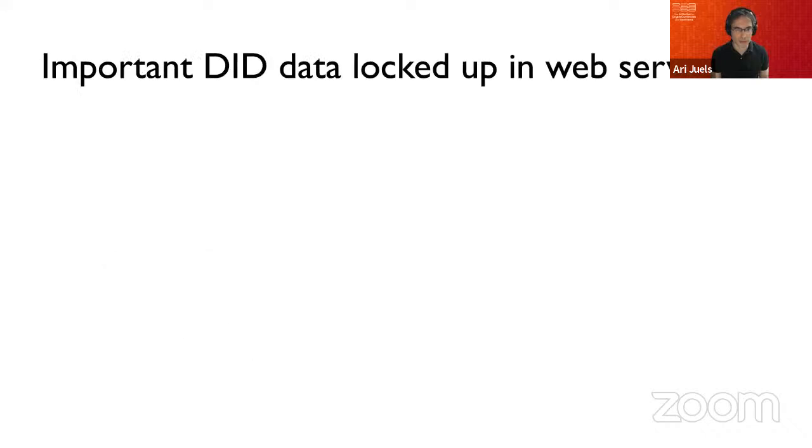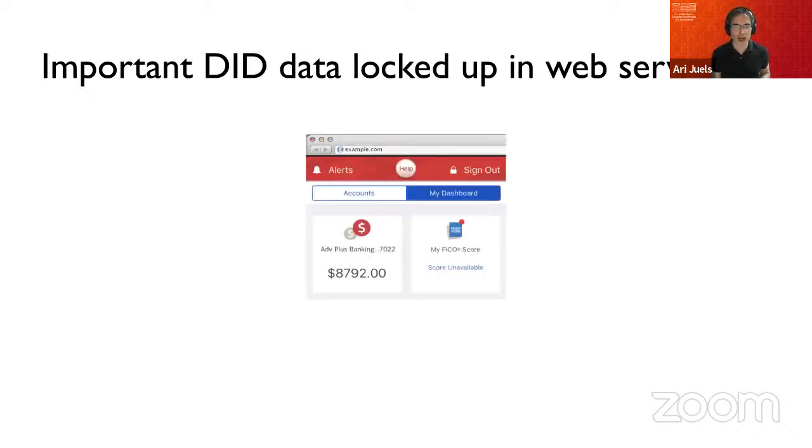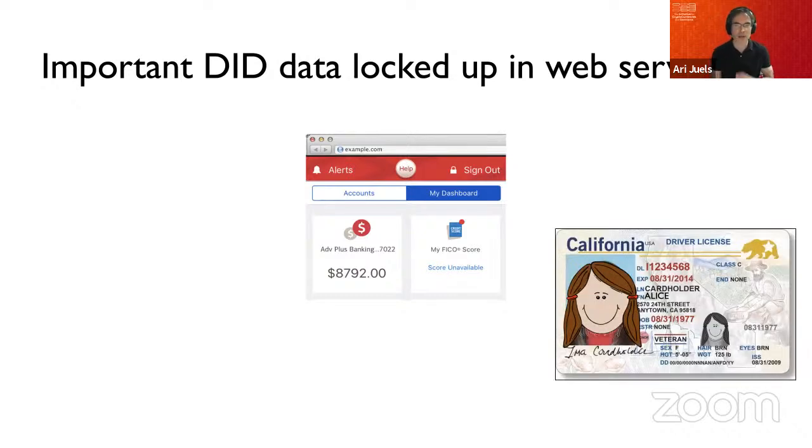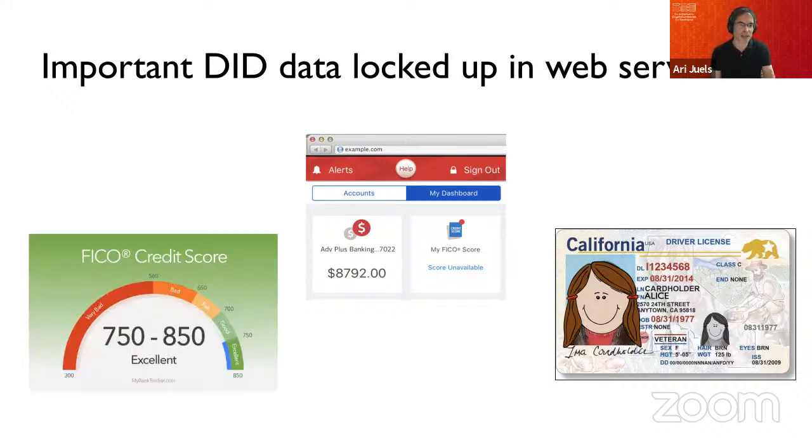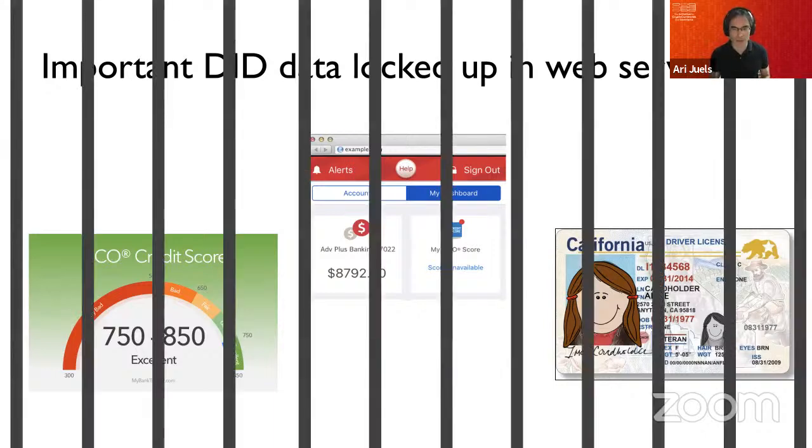And in consequence, the data we would really like to have in a decentralized identity system is often locked up. You can't prove to somebody directly that your bank account balance is above $5,000. You can't present your driver's license in digital form. You can't present data like a credit score. All of this is essentially sitting behind a wall somewhere. All the data are siloed as a result of the way that TLS works.